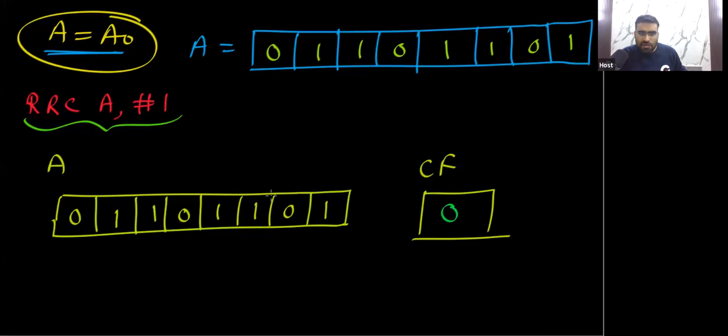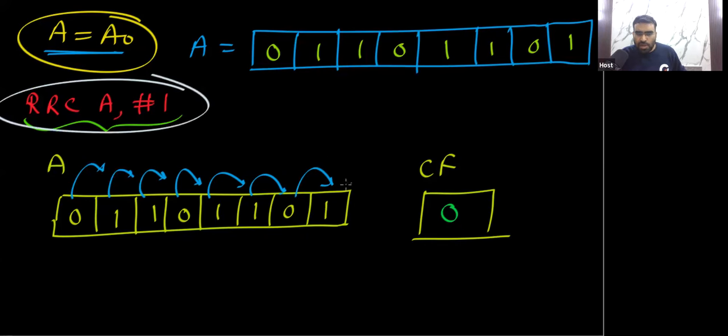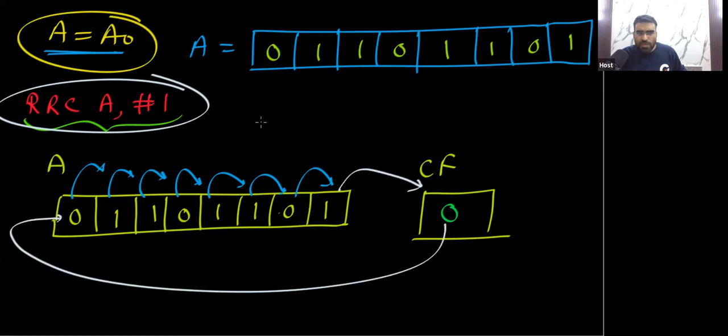So what will this instruction do? It will do the right rotate. Every bit will shift to the right. Very simple. Now this is right rotate through carry, so this bit will go here and this bit will go here. All these details are already given to you.